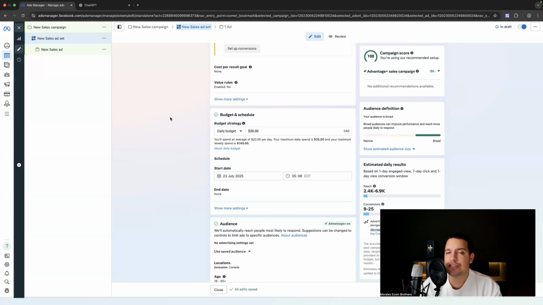Okay. So the first thing that you need to understand is that budget is very crucial. Why? Because it will let you know how fast or how slow you're getting your data.